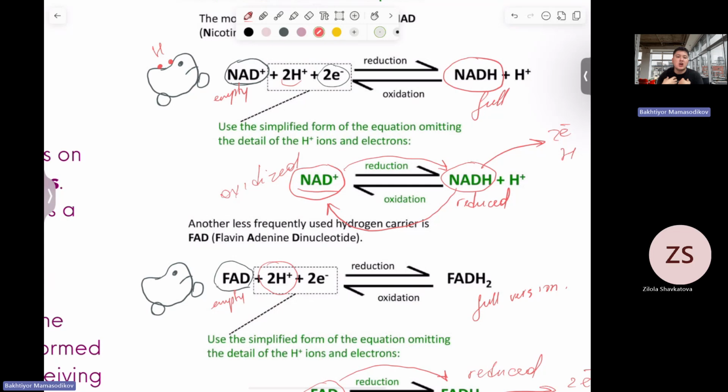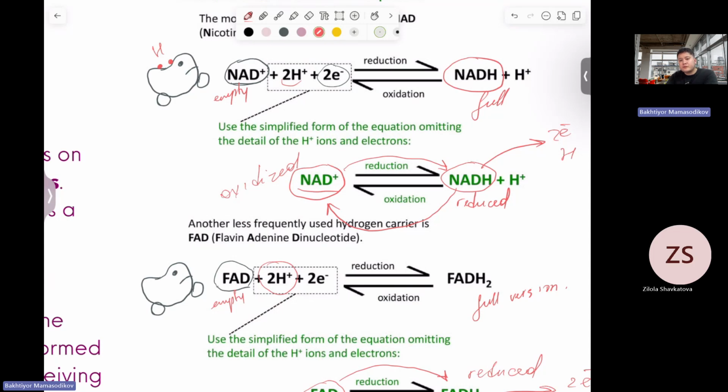When it gets electrons, it is reduced. When it gives off electrons, that means it is oxidized. When they drop off those electrons later at the mitochondria in the electron transport chain, they become oxidized again, and they again get these electrons, and this cycle always continues.